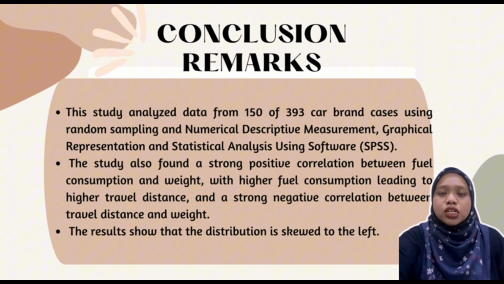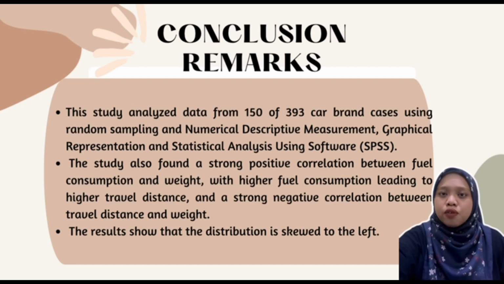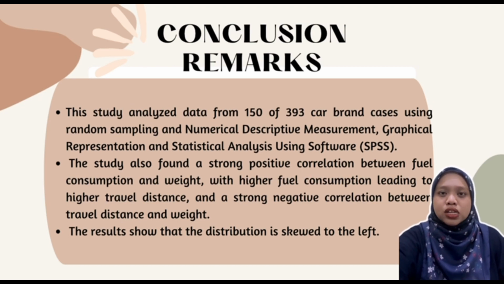Therefore, the shape of the distribution is skewed to the left. SPSS shows a significant difference. The hypothesis testing revealed that at least one of the means was different from the others, with a significance level of 0.429 and an F statistic of 0.1000. The correlation analysis showed a strong positive correlation between fuel consumption and weight, with higher fuel consumption leading to higher travel distance. A strong negative correlation was observed between travel distance and weight.